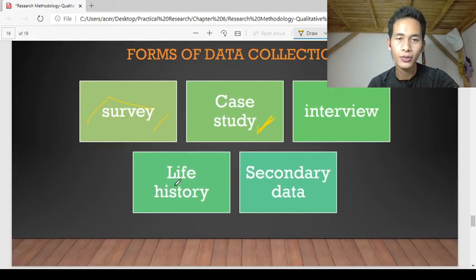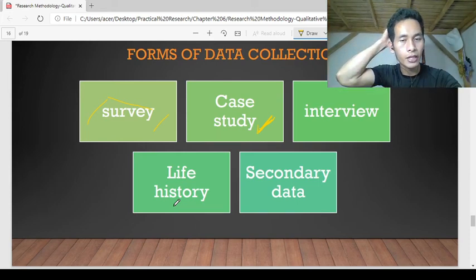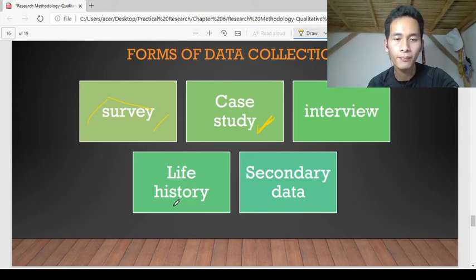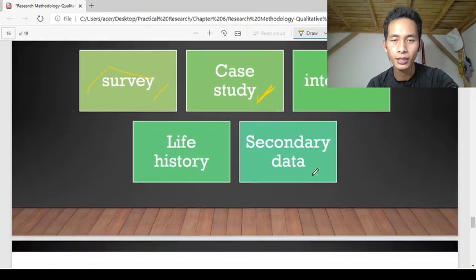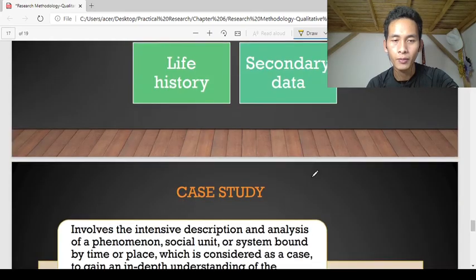Also, life history. This form of data collection is also applicable in the field of history and sociology, right? Life history, even anthropology. Life history, another form of data collection. Also, secondary data. Secondary data can also be a form of data collection.